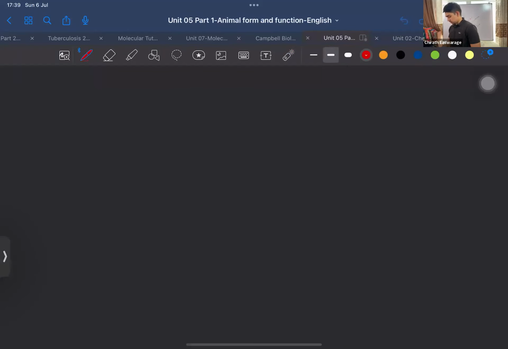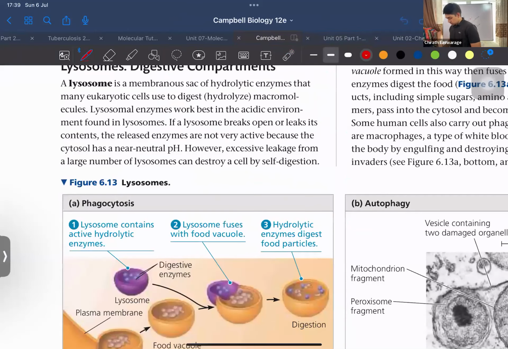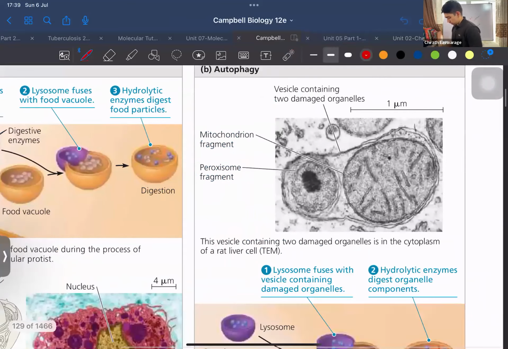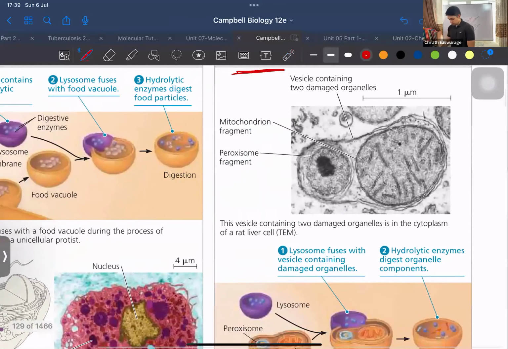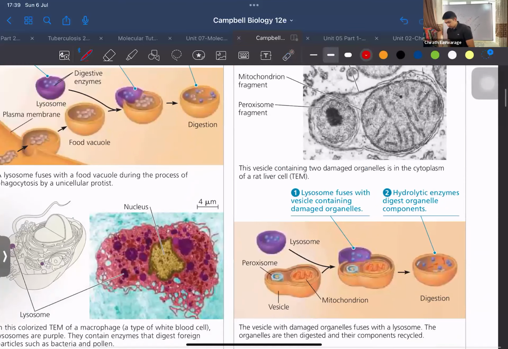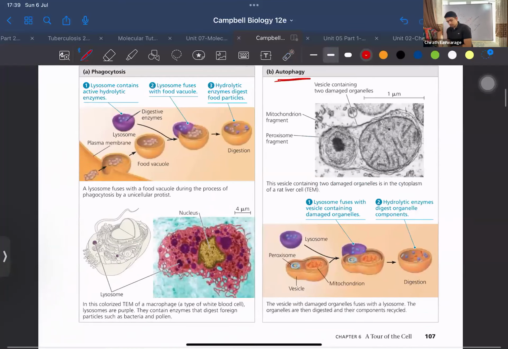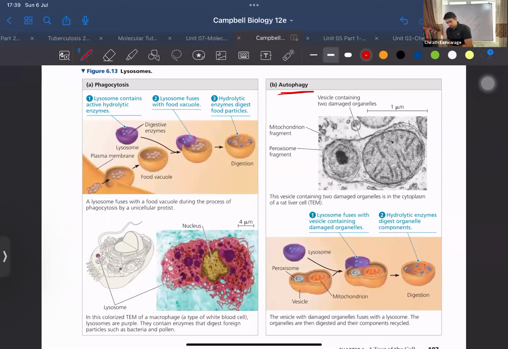Then, digest worn out organelles. This is such an interesting thing, right? It's called autophagy. Autophagy. I didn't put this in the tube because it takes some space. You can take a screenshot of this phagocytosis and autophagy.